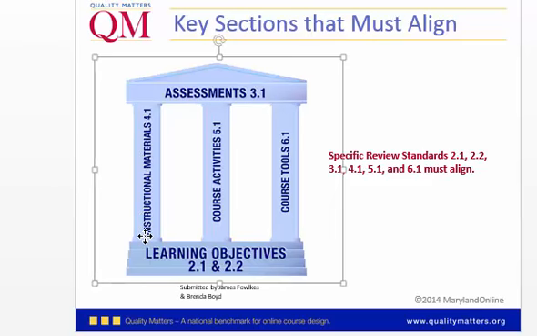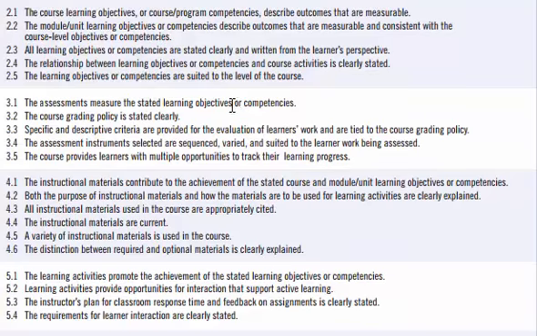So instructional materials is the first one that we look at. And the big thing that your reviewers will be looking at is that the instructional materials guide learners and present the information that's needed in order for them to succeed on the assessments. The activities and the tools all are geared towards helping the learner to be successful on the assessments, which then means that they've learned the learning objectives. So we want to make sure that those align with each other.